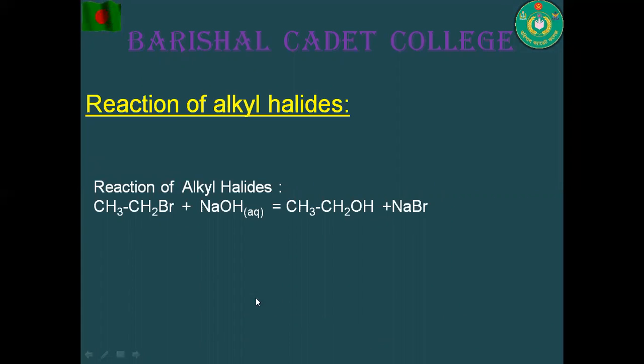Alkyl halides. Alkyl halides react with aqueous sodium hydroxide or potassium hydroxide to form alcohol and sodium bromide. If it is bromine, we form sodium bromide. If it is chlorine, we form sodium chloride. This is the reaction of alkyl halides. Also, 2 moles of alkyl halides react with each other in presence of sodium to form alkane. Here, the product contains more carbon atoms than the reactants.